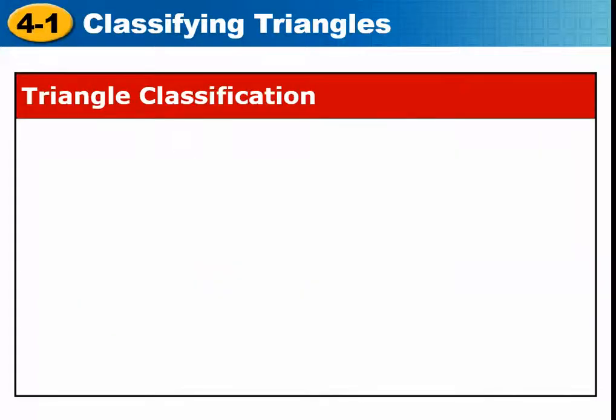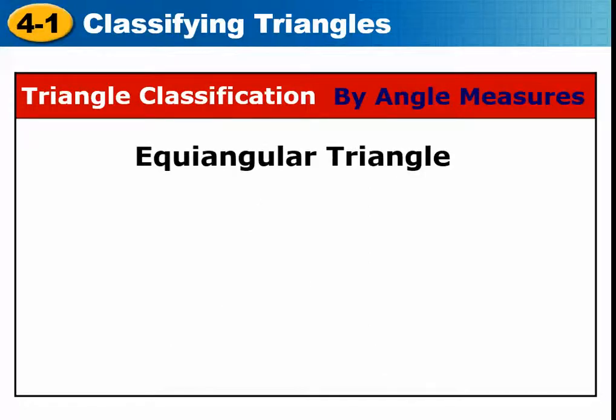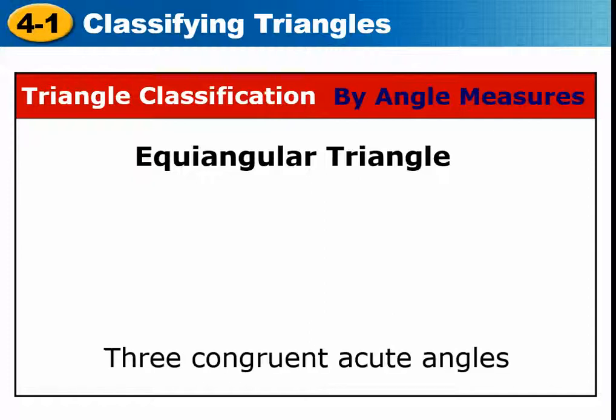And now we'll start our triangle classification. When we want to classify by the angle measure, we have acute triangles, which would have three acute angles. Every single one of those angles is less than 90 degrees. We can have an equiangular triangle, which means that all three angles are acute but also congruent. Some of you may already be thinking in your head that you know what the measure of those are, and we'll work on that in a little while.